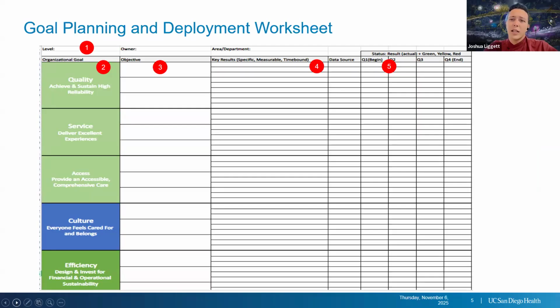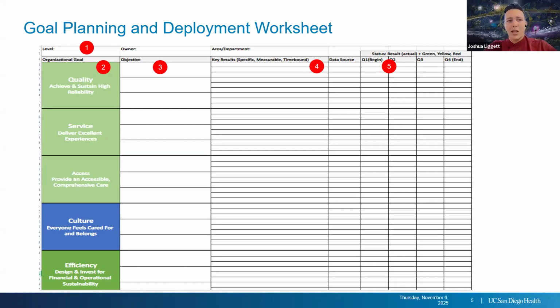So this is one of the documents that we started with the goal deployment team. You can see on the left-hand column, we have the organizational goal. These are the domains and those overarching goals that we have. With regard to quality, achieving and sustaining high reliability; service, delivering excellent experiences for our patients as well as staff; access, improving accessible, comprehensive care; culture, making sure everyone feels cared for and belongs; and efficiency, again, designing and investing in opportunities to develop operational sustainability.